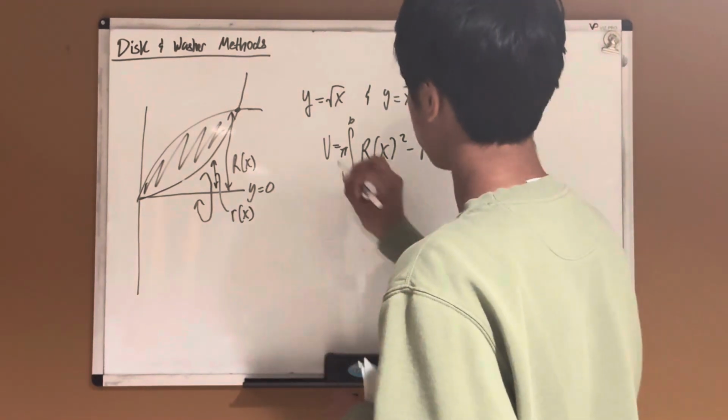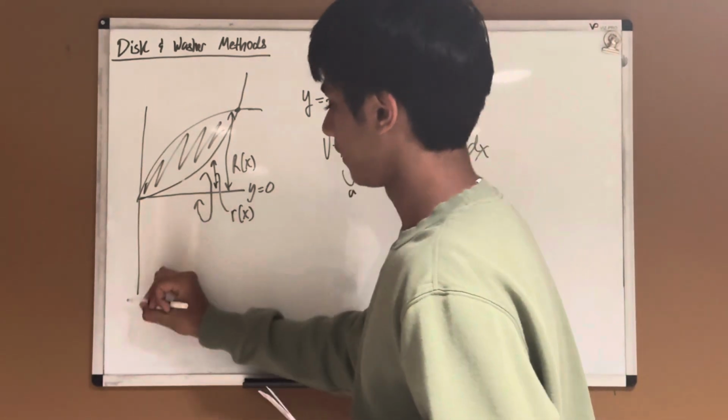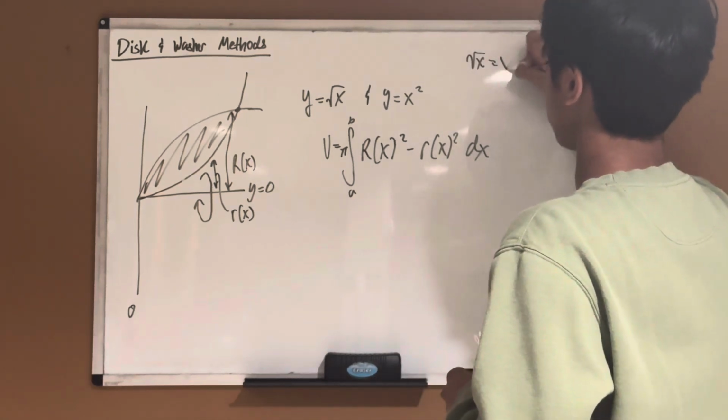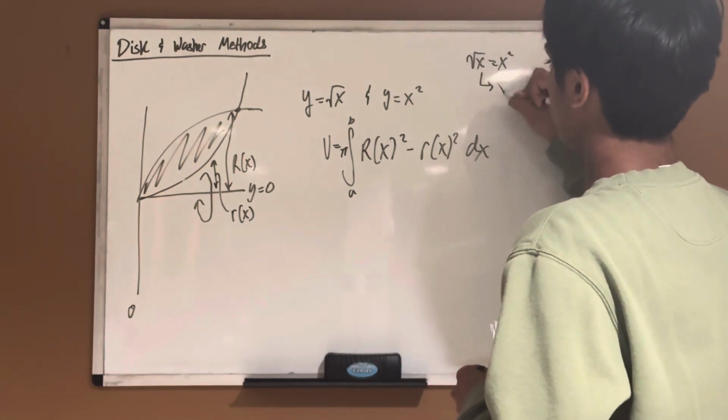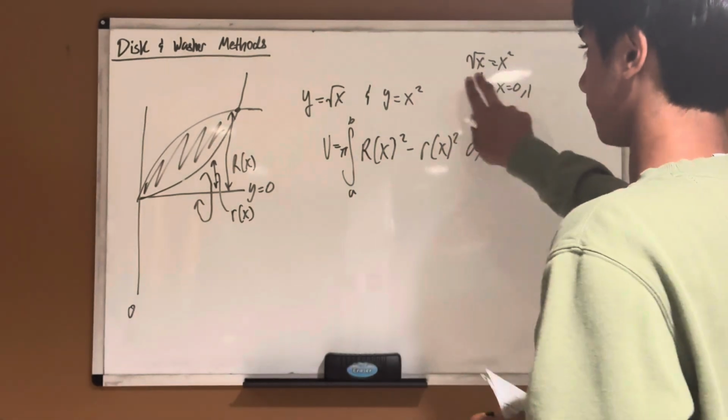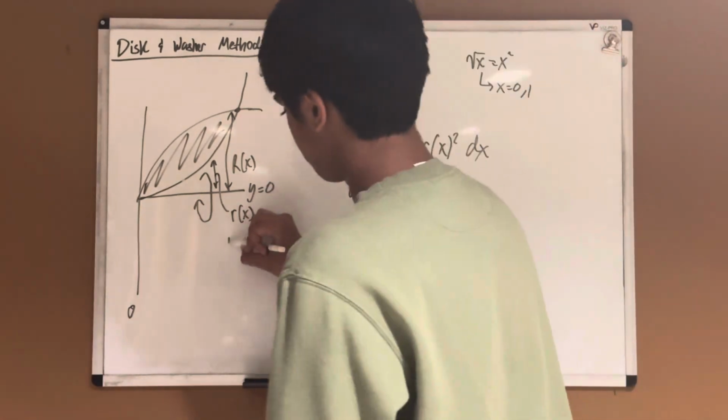So for this example, the bounds are from 0 to 1 because square root of x equals x squared. This is only true when x equals 0 and 1, because square root of x has to be positive and it's only equal at 0 and 1. So the bounds are 0 and 1.